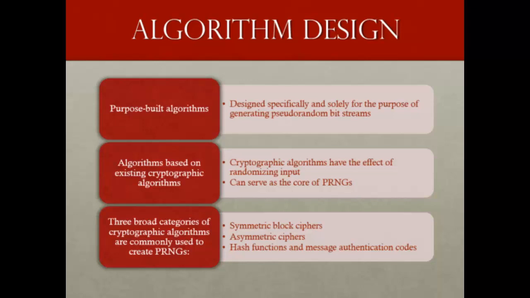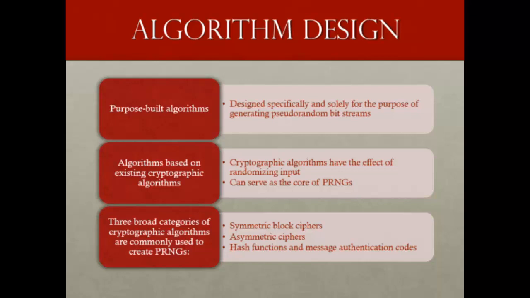Algorithms based on existing cryptographic algorithms. Cryptographic algorithms have the effect of randomizing input. Indeed, this is a requirement of such algorithms. For example, if a symmetric block cipher produced ciphertext that had certain regular patterns in it, it would aid in the process of cryptanalysis. Thus, cryptographic algorithms can serve as the core of PRNGs.